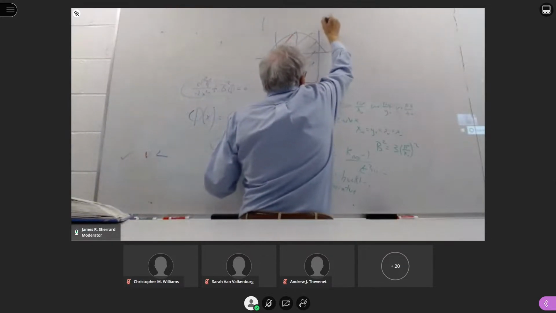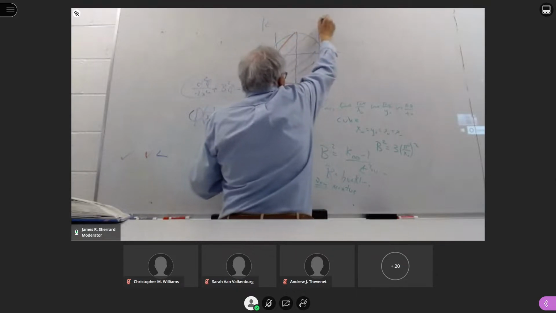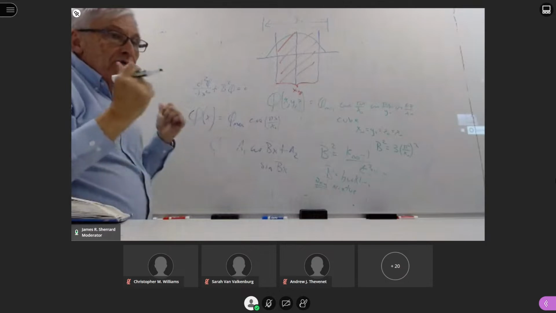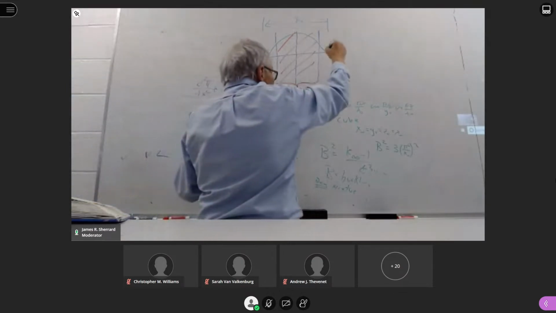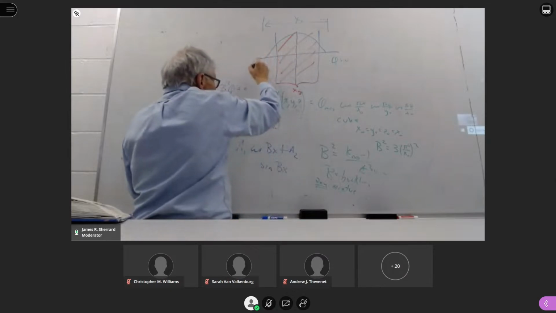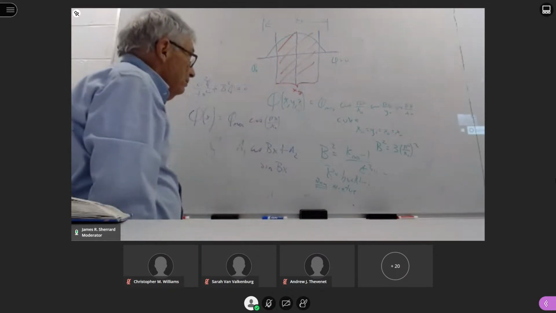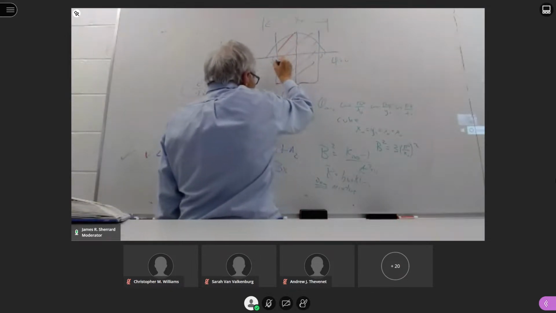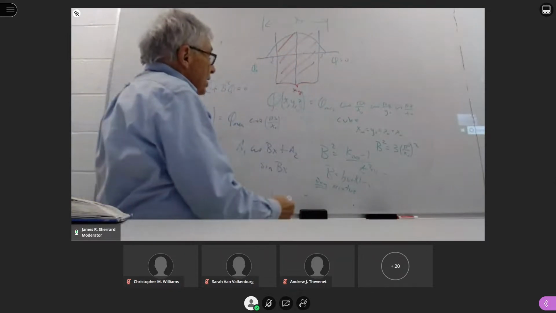This dimension is the width where the flux goes exactly to 0. So here the flux is exactly equal to 0. Here the flux is exactly equal to 0. This little distance here is little d, which is the extrapolation distance. So we came up with our relationship.